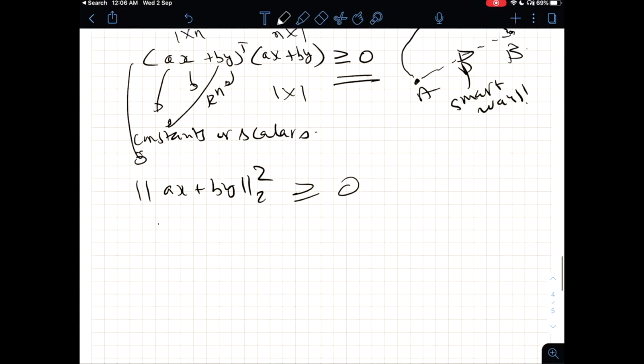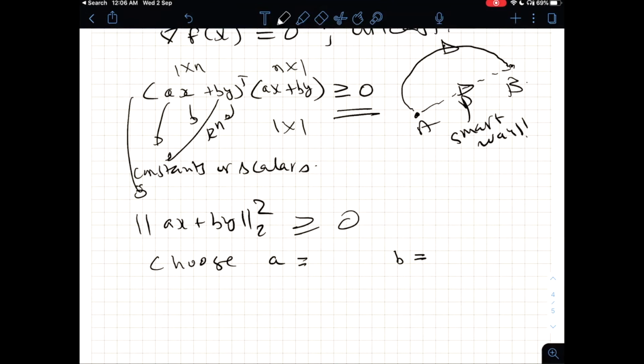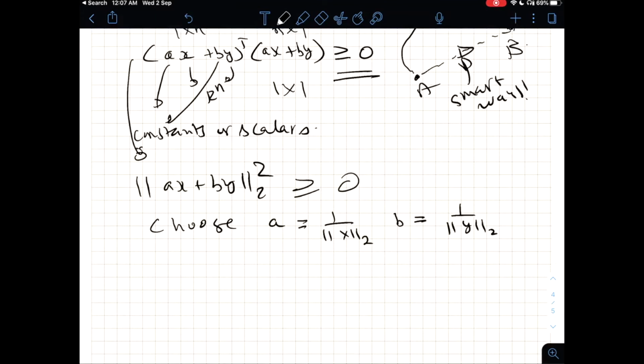Now I am going to choose constants. This is true for all constants a and b. So I am going to choose intelligently these constants a and b so that I can derive Cauchy-Schwarz inequality. So the first choice that I am going to do is take a as 1 by length of x, b as 1 by length of y. So ax is a unit length vector in the x direction, and by becomes a unit length vector in the y direction. Okay.